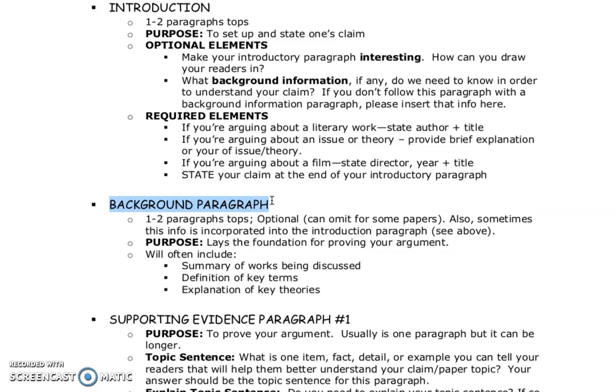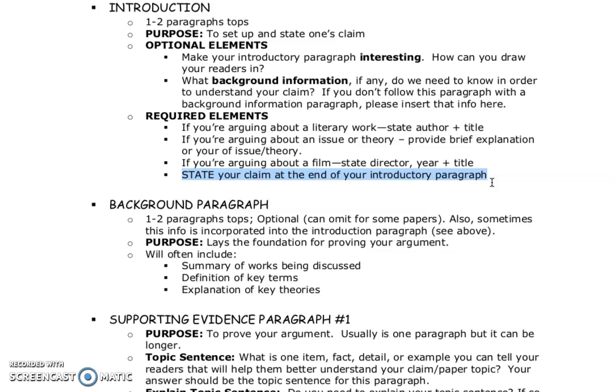Now your background paragraph should be around 1 to 2 paragraphs tops. That's why I said it could be a part of your intro. But if there's a lot of background that you have to give us, then it might need to be 2 paragraphs. Okay, so that's what that means. And I'll come back to background paragraph. Back to the intro, the last thing that you need is, of course, your claim. I want you to state that claim at the end of your introductory paragraph.